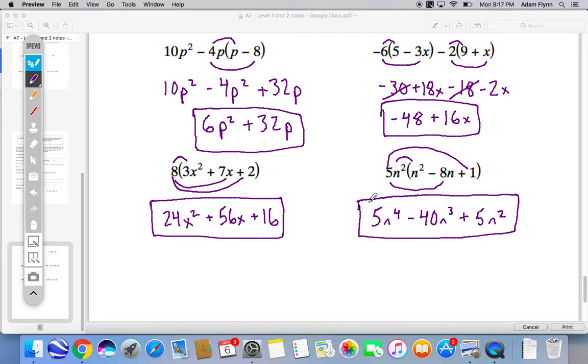At this point, that's everything you need to know for A7 operations with polynomials level 2, combining like terms. Move on to combining like terms practice A, B, or C.